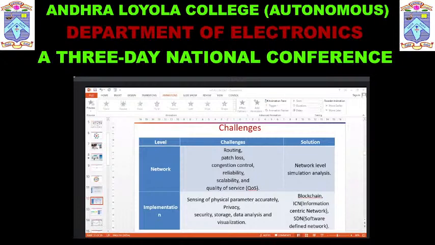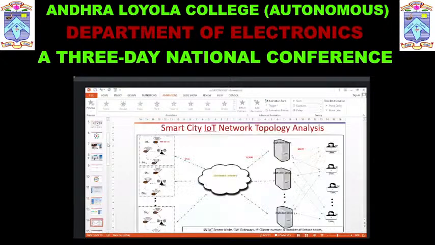with the sensing model IEEE 802.11, that is Wi-Fi, and we consider the area 1000 square meters, the number of IoT nodes in the range 10 to 30, packet size 96 bits, and 8000 seconds of simulation time. These are the network parameters, and this is the structure of the network. This is the Smart City IoT Network Topology.